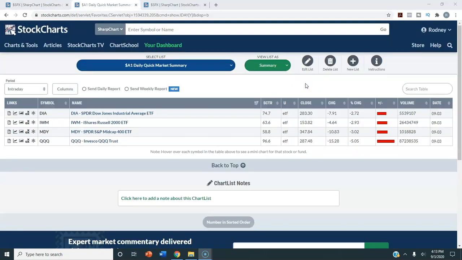And the S&P 500 wasn't the only thing that was down big today. The DIA that tracks the Dow Jones Industrial 30 was down 2.72%. The IWM that tracks the Russell 2000 Small Cap Index down 2.93%. The MDY that tracks the S&P 400 Mid Cap down 3.02%. And look at this, the triple Qs, the NASDAQ 100 down over 5% for the day. So this was a very bad day for equities across the board.